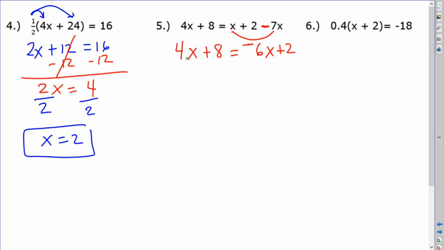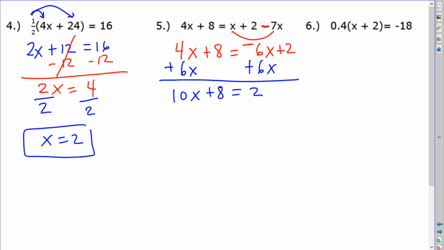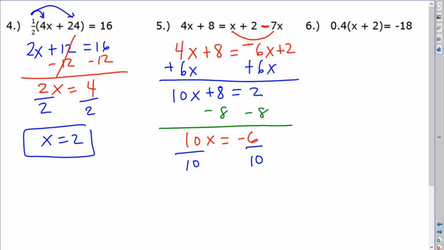The next step is to get my x's together on the same side. I'm going to choose to do the inverse of this variable term so that my variable stays positive. So 10x plus 8 is equal to 2. And now I'm going to subtract 8 from both sides. And I'm going to get 10x equals negative 6. I'm going to divide both sides by 10. And I'm going to get one solution of negative 0.6.